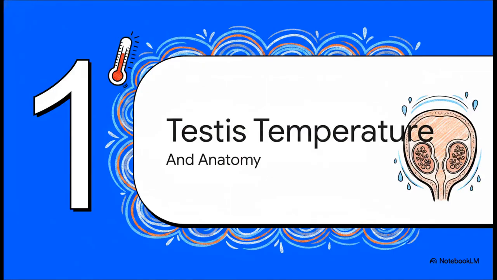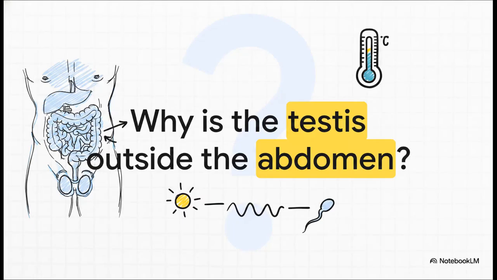Right, let's dive into Section 1, testis temperature and anatomy. To really understand the unique environment required for male reproduction, we kind of have to start by asking a really fundamental anatomical question. Why is the testis located down in the scrotum, entirely outside of the main abdominal cavity? I mean, it seems a bit vulnerable out there, doesn't it? Well, physiology has a pretty brilliant reason for this design.